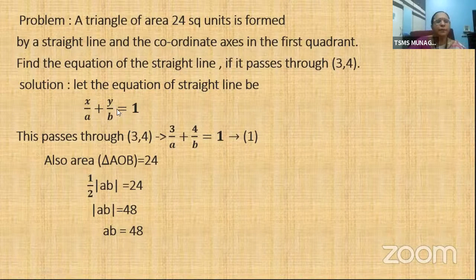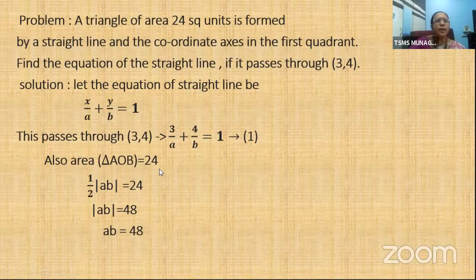So let me take the intercept form of the straight line, x/a + y/b = 1. Here we have said that (3, 4) passes through the line. So in the place of x and y, simply substitute 3 and 4. That is 3/a + 4/b = 1.